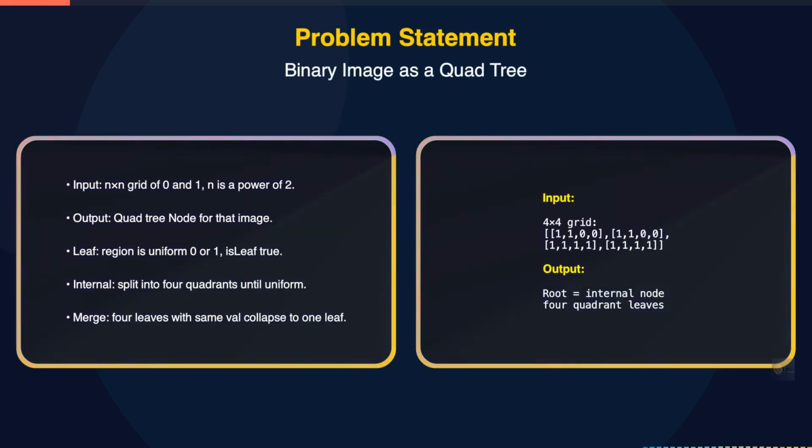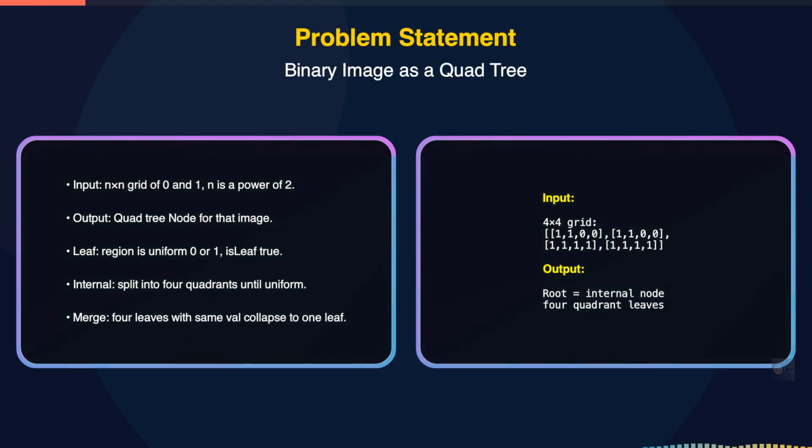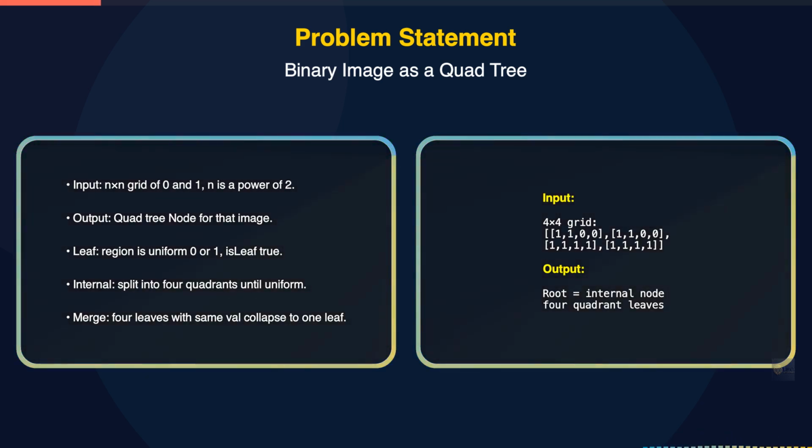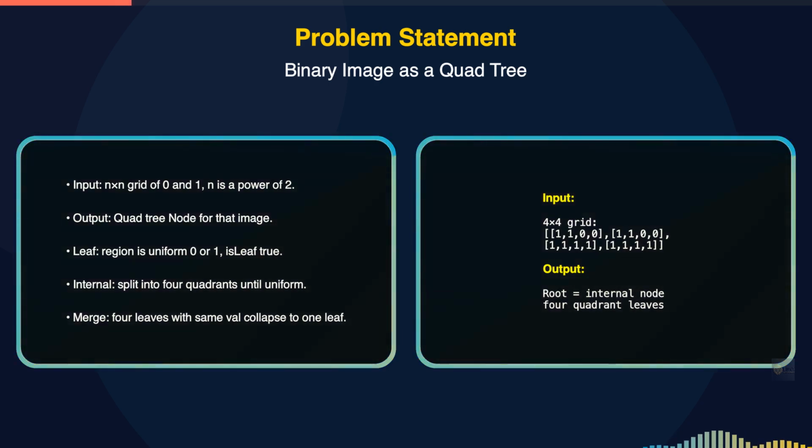We get an n by n binary grid made of ones and zeros. The side length is always a power of 2. We must build a quad tree. Every node either stores one uniform value for its entire square region as a leaf, or it splits the region into 4 equal quadrants, top left, top right, bottom left, bottom right, and points to 4 children.